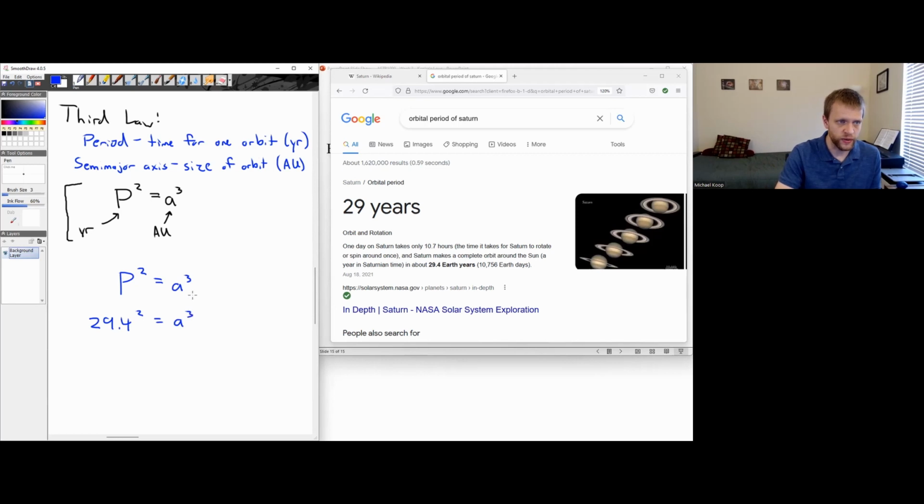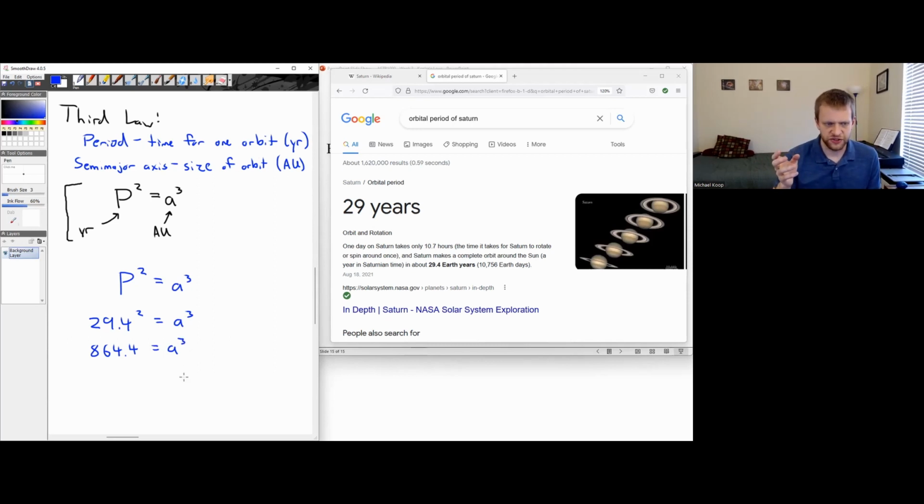Again, we're still starting with Kepler's third law. If I take 29.4 and square it, I get 864.4. So 864.4 equals the semi-major axis cubed.